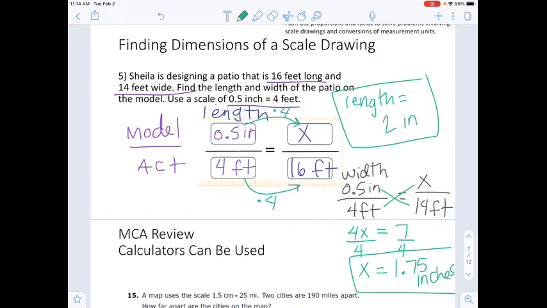Okay, so the length is 2 inches, the width is 1.75 inches. And this should make sense because in our actual patio, the length was longer than the width, so it should be the same in our model. The length is a little bit longer than the width.